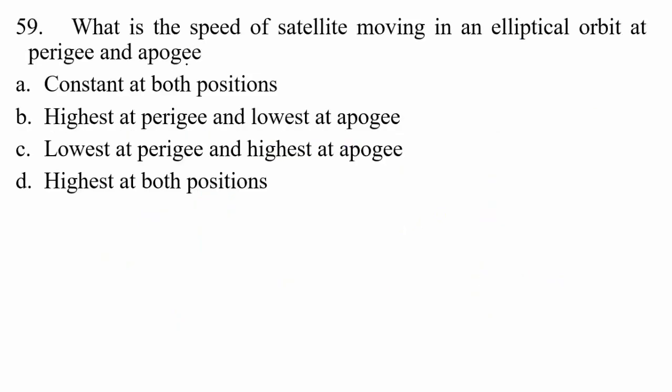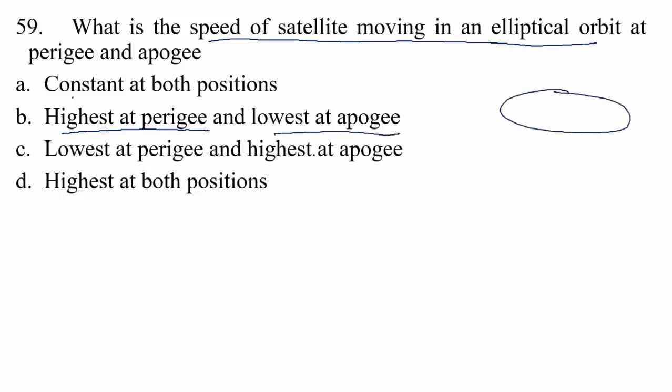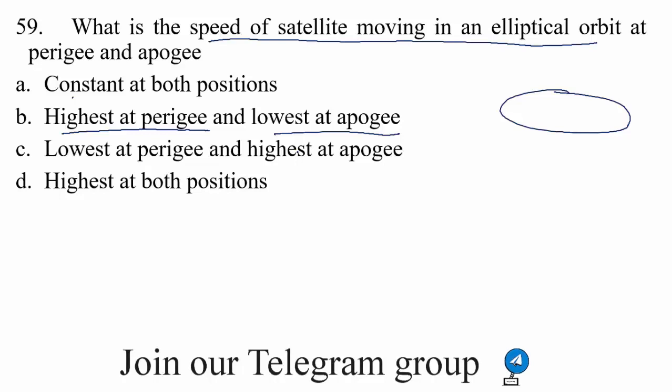59th question, what is the speed of satellite moving in an elliptical orbit at perigee and apogee they are asking. We know that the satellite speed will be more at perigee and less at apogee. So this is one thing you have to remember. And in the case of satellite communication, it is a power limited communication, nothing but satellite will be getting power with the help of solar cell.